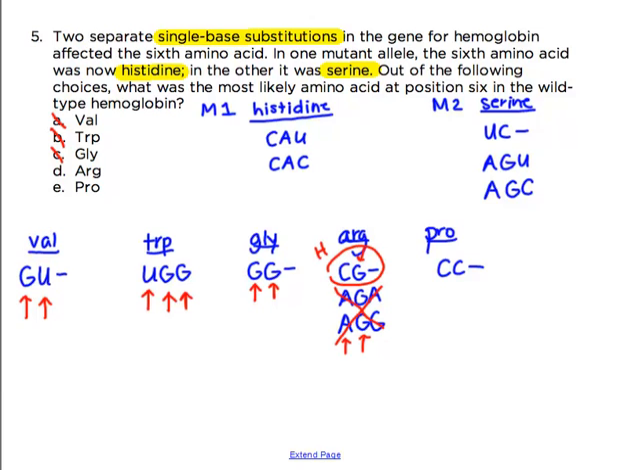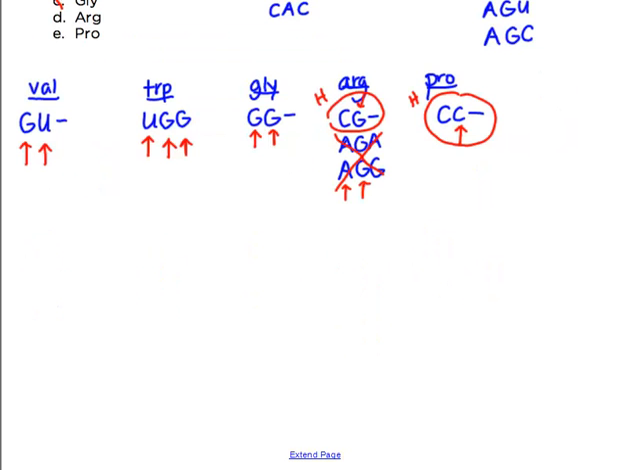Now let's look at proline for histidine. If proline is CC dash, that first C is fine. To convert to histidine, you'd have to change this C to an A, and then the dash could be either U or C. So again, this is only one base substitution, and it is a possibility for histidine. So let's take these two and compare them to the possible serine codons.